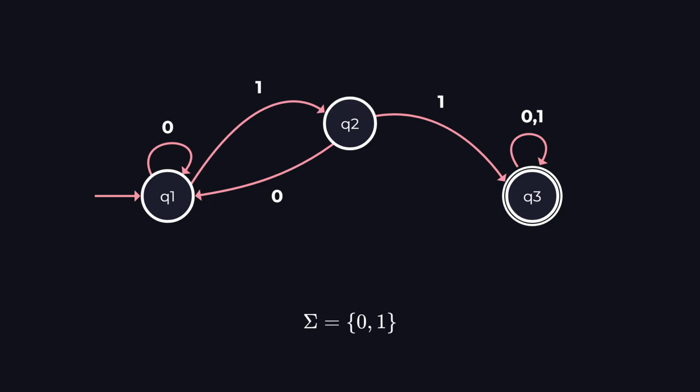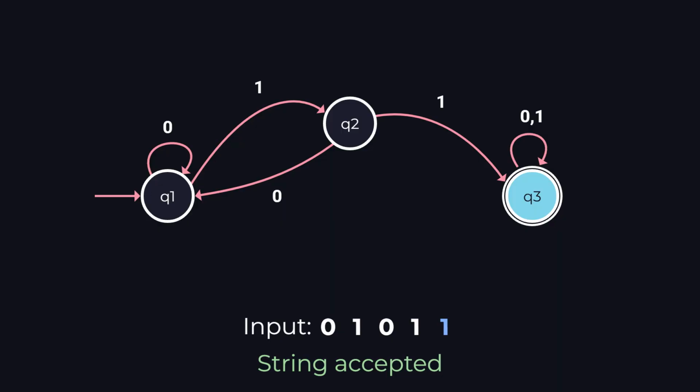Here's how this DFA works. Before reading anything from the input, it starts at the start state. It then reads the input one symbol at a time. If it reads a 1, it goes to Q2. If it reads a 0, it goes back to Q1. It keeps moving between states until it runs out of input. If the final state is an accept state, we say that the machine accepts the string. And if the final state is not an accept state, we say that the machine rejects the string. And we now have a detector for our problem.